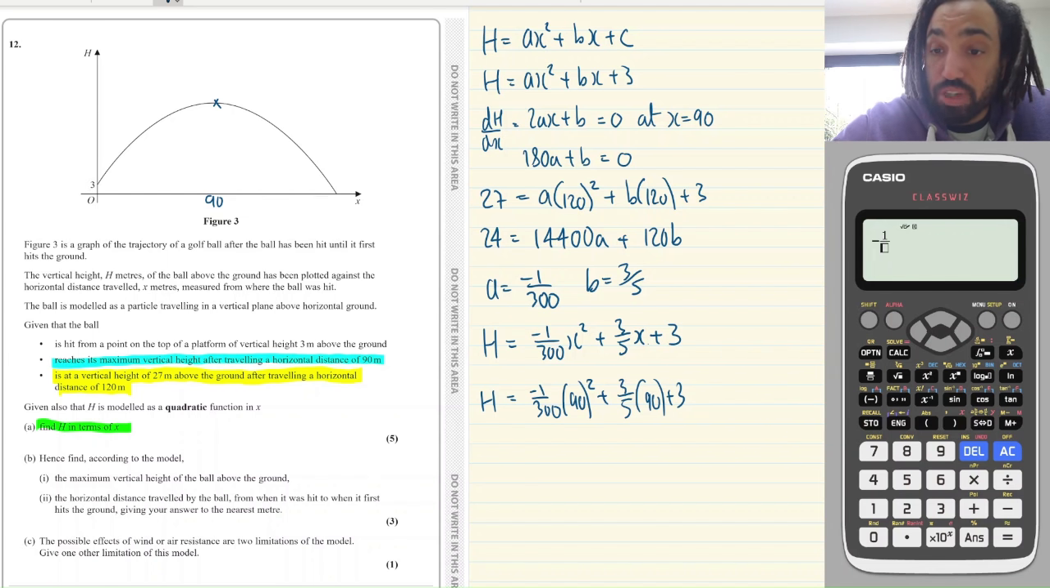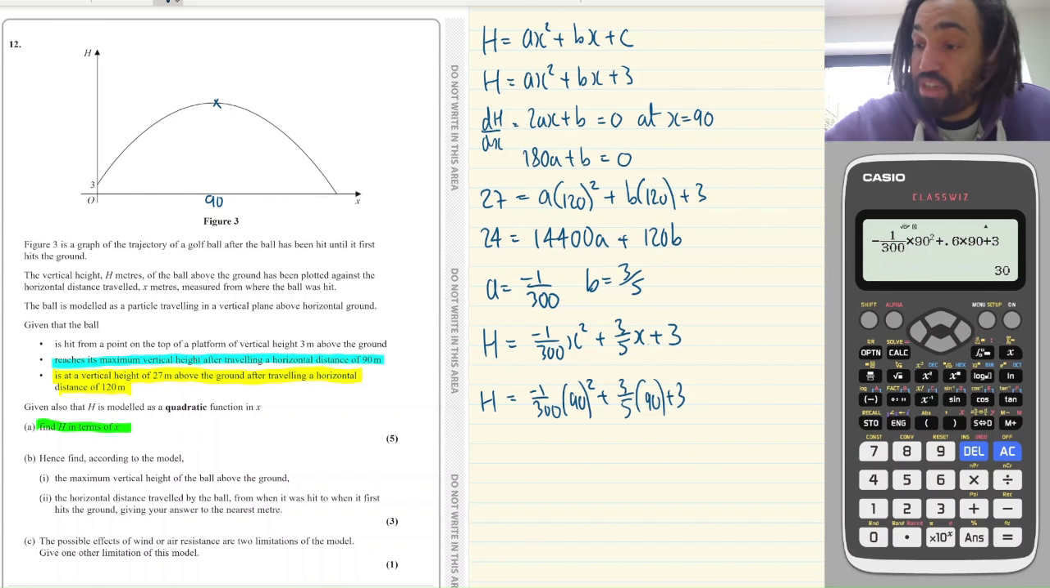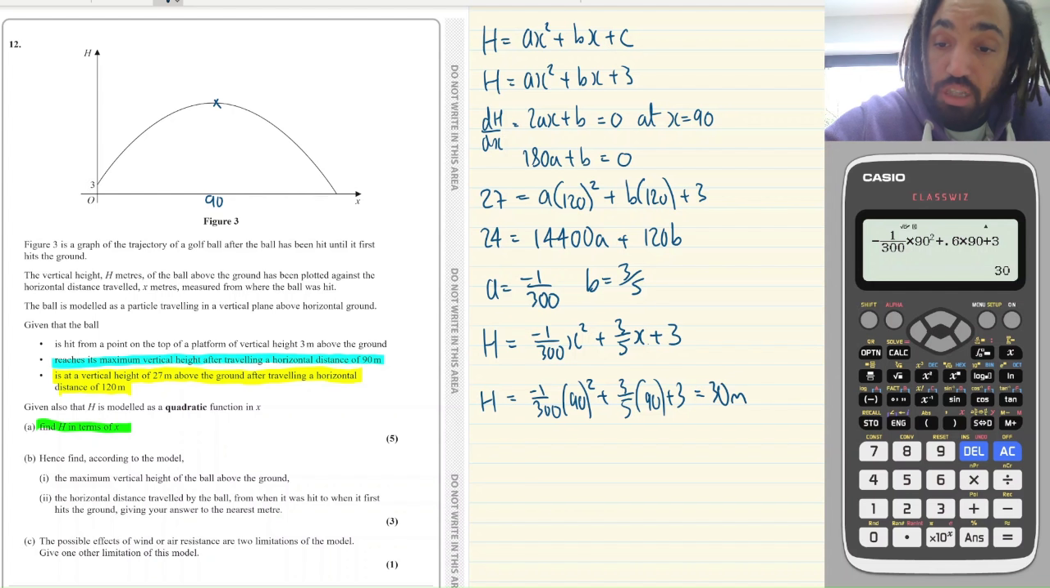Minus 1 over 300. I need to times that by 90 squared. I need to add on 3/5 times by 90. I need to add on 3. And I should get 30. Great, so 30 meters is the answer there. Make sure you use the units as well.